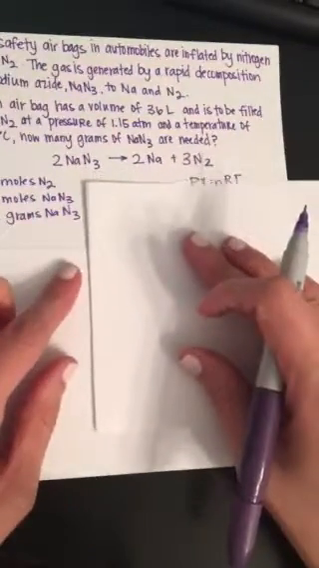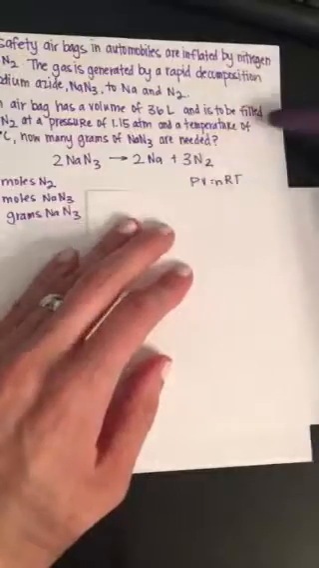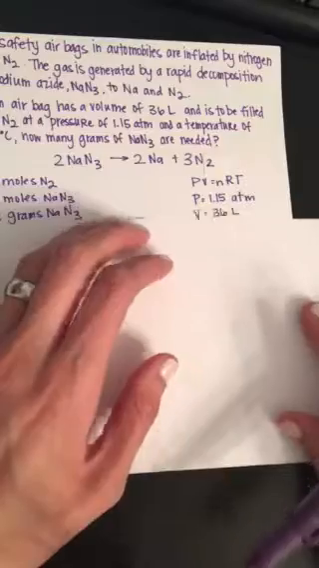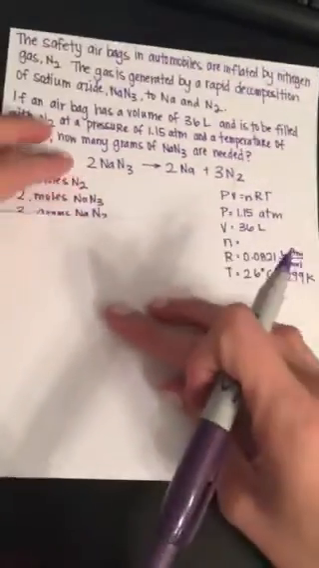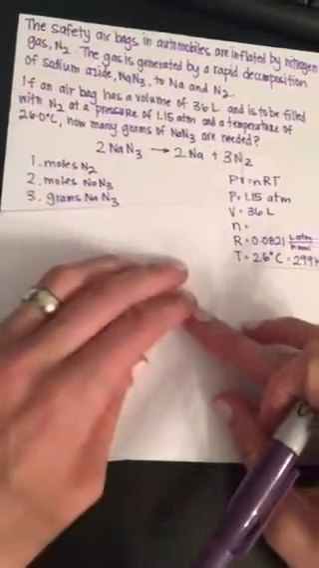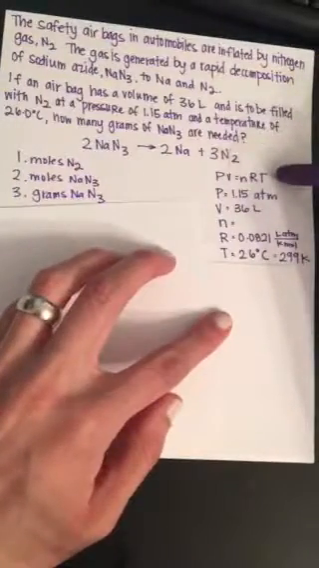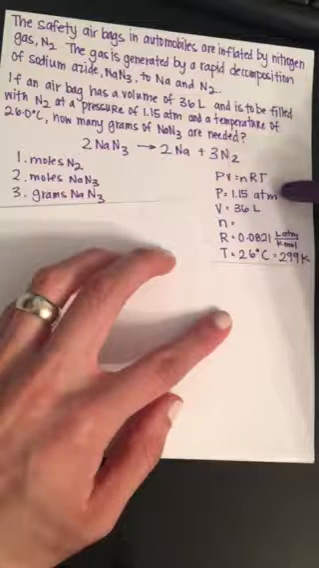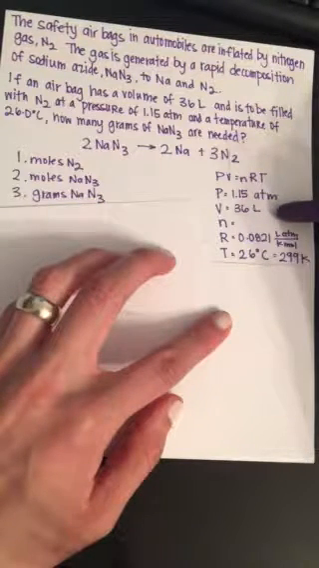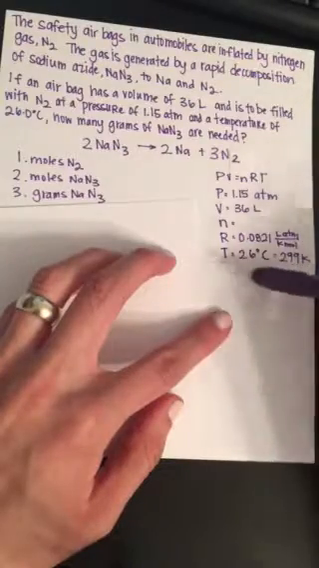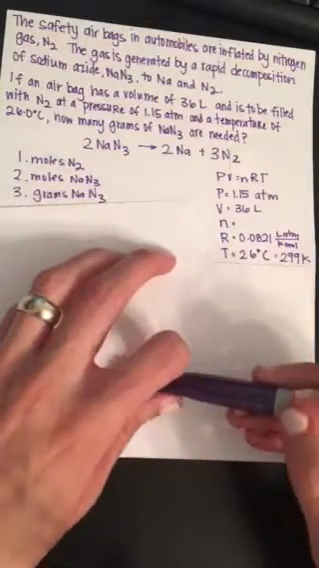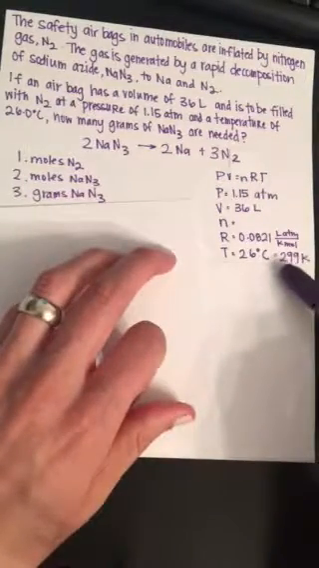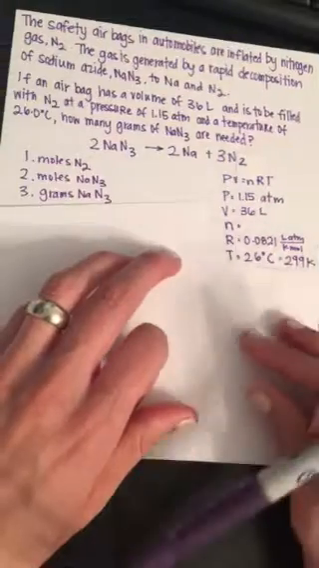Okay, so the ideal gas equation is PV equals nRT. And I like to put all of my values in so that we have 1.15 atm pressure, 36 liters, we have R, and then we have the temperature, which is 26 degrees Celsius. But in this equation, we need to work in kelvins, so I converted it to 299 Kelvin.